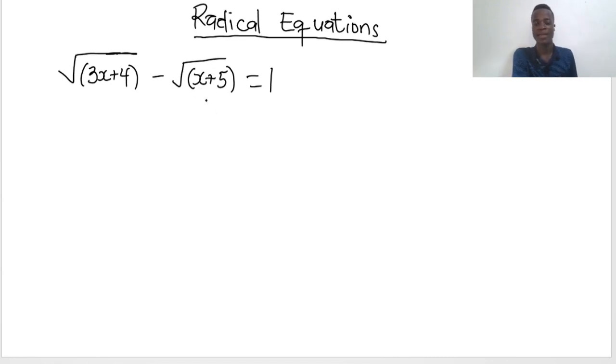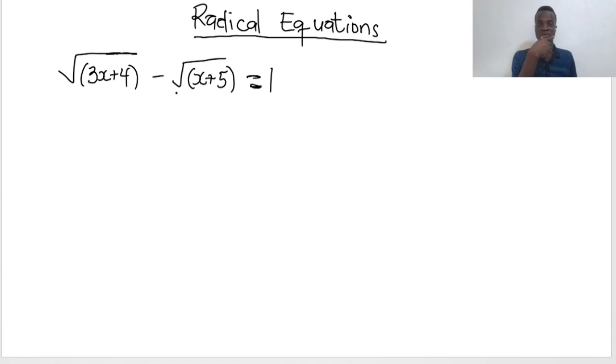So it can be one. It's not compulsory for both of them to be under the square root. Once one of them has the variable under the root, it is a radical equation. It's an equation because we have an equal to sign. That's why it's called an equation. And radical equation refers to the radical, the roots. Fine. Now, how do we solve this?